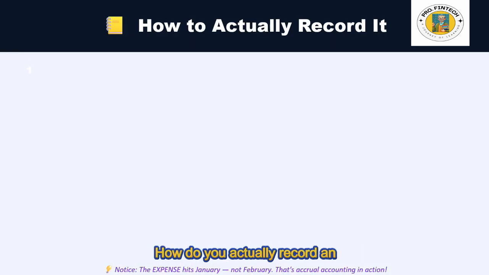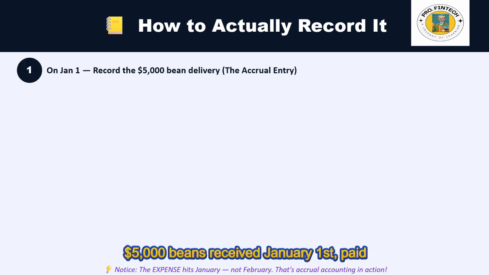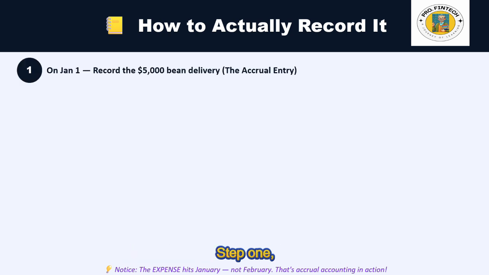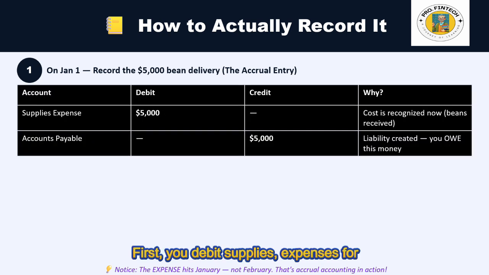Okay, let's get practical. How do you actually record an accrual in your accounting system? We are going back to the coffee shop example. $5,000 beans received January 1st, paid February 15th. Step 1, January 1st, the beans arrive. Even though no money has moved, you record two things. First, you debit supplies expense for $5,000. A debit to an expense account means the expense is going up because you just used $5,000 of value. Second, you credit accounts payable for $5,000. A credit to a liability means the liability is going up because you now owe $5,000 to the roaster.